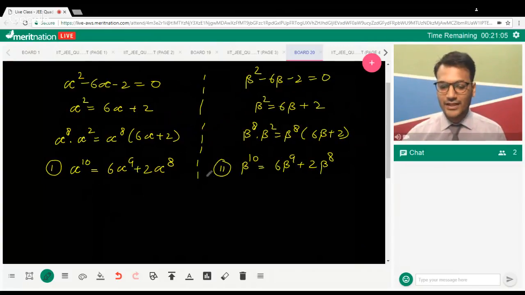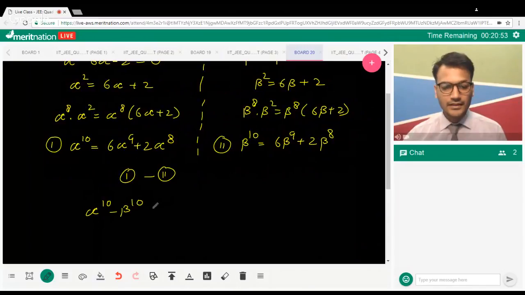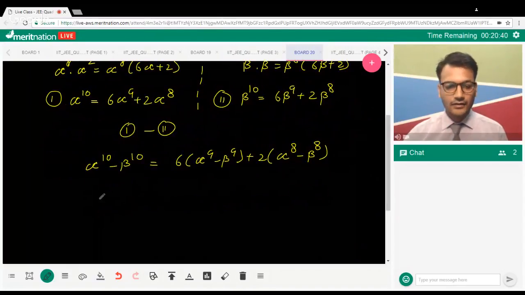Let's say this is equation 1 and this is equation 2. If I subtract both the equations, let me write it like this, 1 minus 2. So it'll be alpha to the power 10 minus beta to the power 10 is equal to 6 times alpha to the power 9 minus beta to the power 9 plus twice of alpha to the power 8 minus beta to the power 8. Okay.